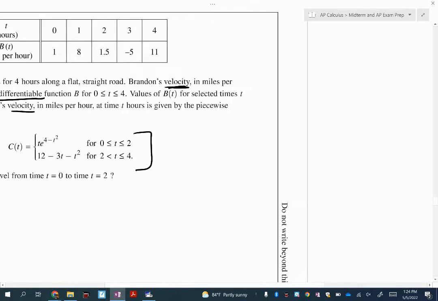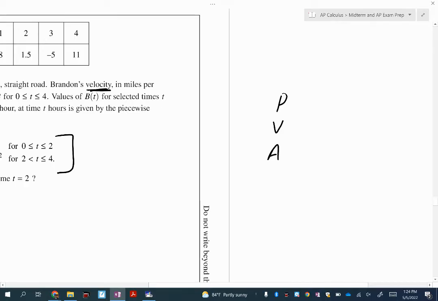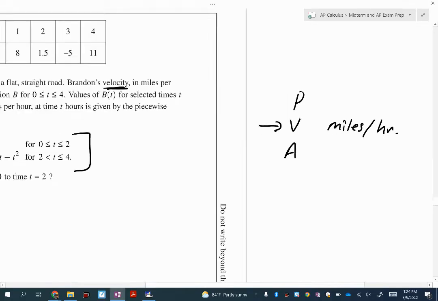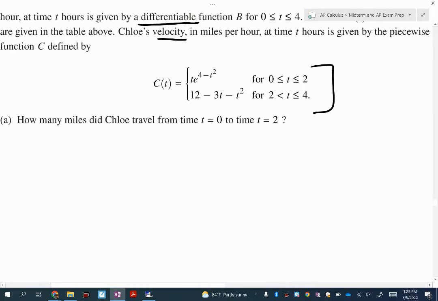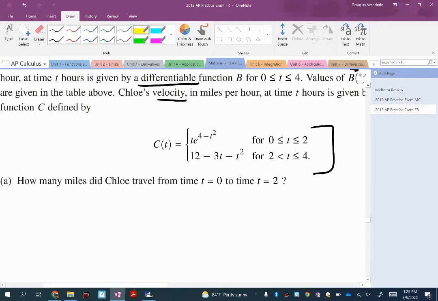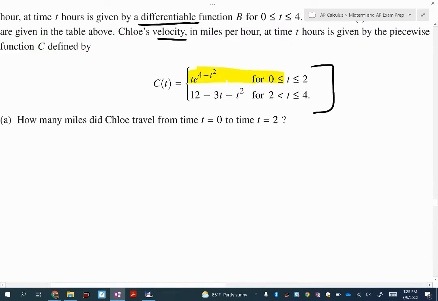So remember, where are we in this idea of PVA? We're at the V for velocity, velociraptor, right? So if we want to find how many miles, this is miles per hour. If I want just miles, where do I have to go? I got to go backwards to the position function. So what does that mean I need to do for this piece? Well done, Cameron. I need to do the antiderivative for this piece.